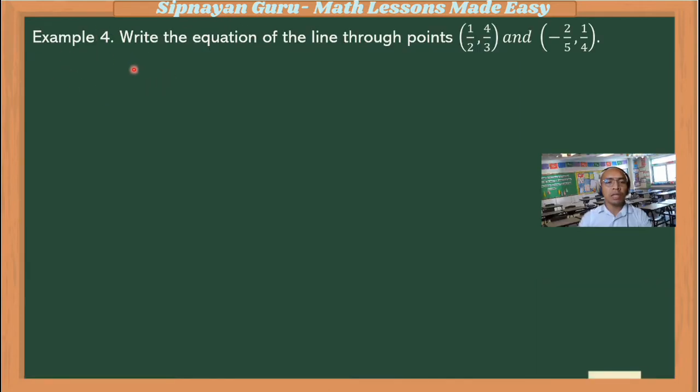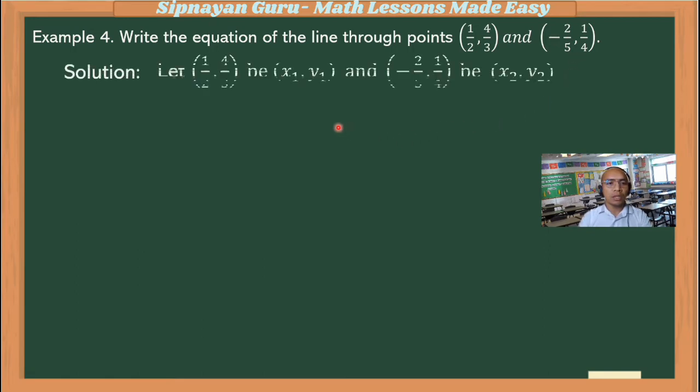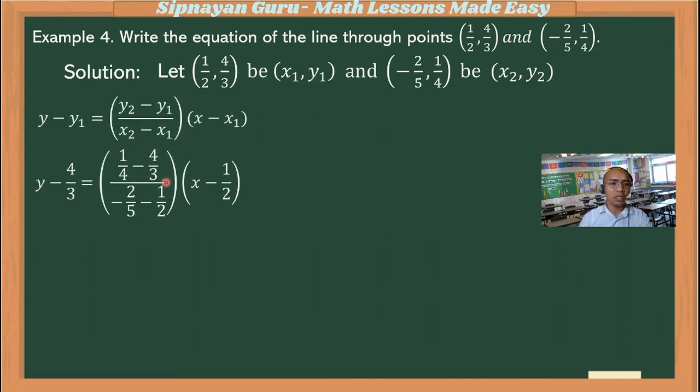Last example, write the equation of the line that passes through points (1/2, 4/3) and (-2/5, 1/4). So again, the first point would be the x sub 1 and y sub 1. The second point would be the x sub 2 and y sub 2 respectively. Substitute to the given formula. So y minus our y sub 1, 4 over 3, is equal to 1/4, our y sub 2, minus y sub 1, all over x sub 2, negative 2 over 5, minus x sub 1, 1/2. Then times x minus x sub 1, that is 1/2.